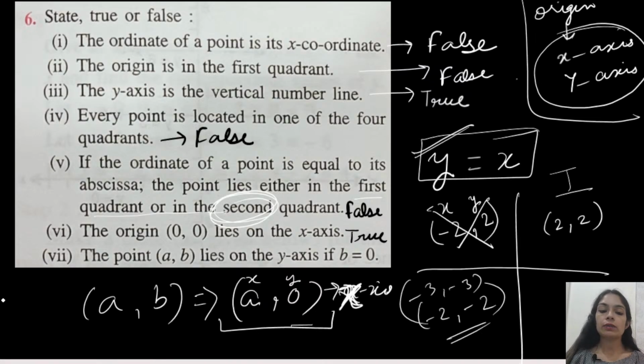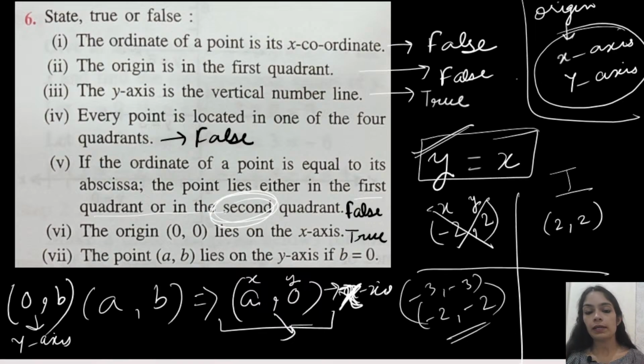It will lie on the x-axis. If the point has to lie on the y-axis, it should look like this, (0, b). (0, b) will lie on the y-axis, and this type of point lies on the x-axis. So the opposites will be 0. You can remember it this way: if x is 0, it is lying on the y-axis. If y is 0, it is lying on the x-axis.